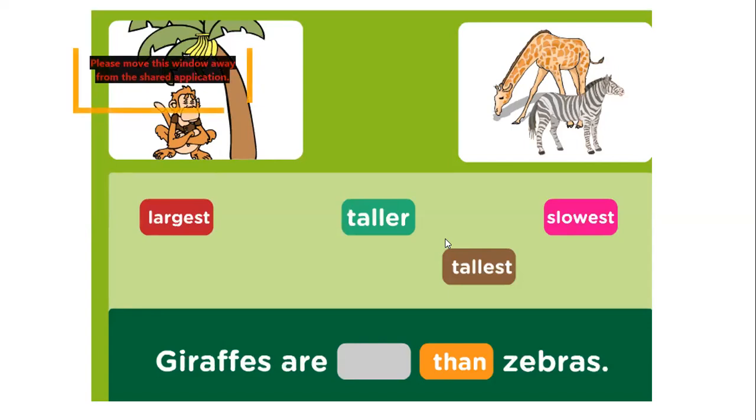Let's choose Sanad. Yes, Sanad. Giraffes are than zebras. We are comparing giraffes with zebras. So are we comparing two or more than two? Tallest. No, not tallest. Largest? No, Habibi, we are comparing two things, giraffes and zebras. If we are comparing two things, we use ER. Right? So what is the answer? Taller. Taller, yes. Taller than zebras.